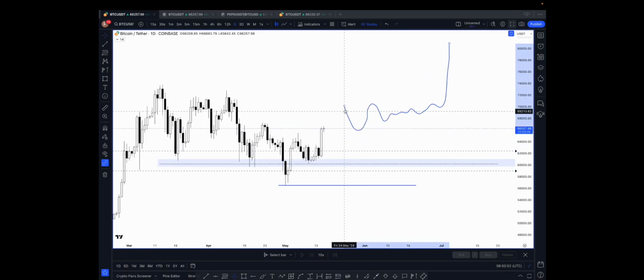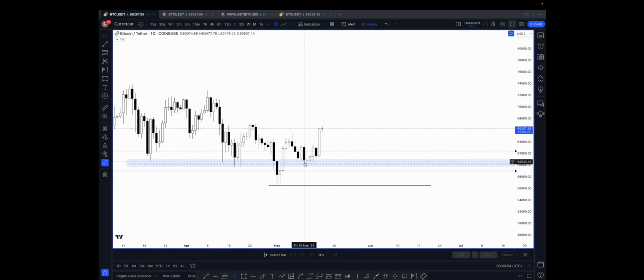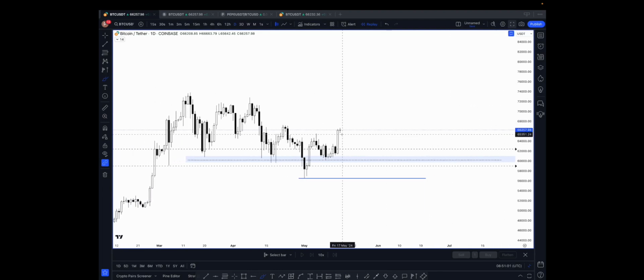You know, at some point, is it impossible to imagine us sweeping this level? Definitely not. That could absolutely happen. Now, I think we probably go up first, right? Up, up. But we could pull back, fall down into this area, take out that low, confirm a support, and away it goes.